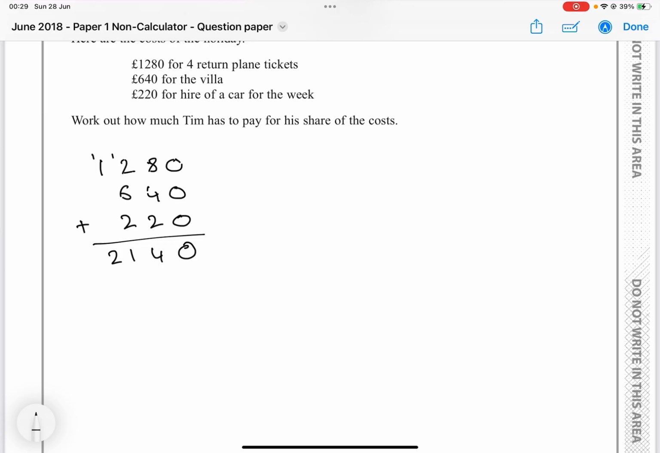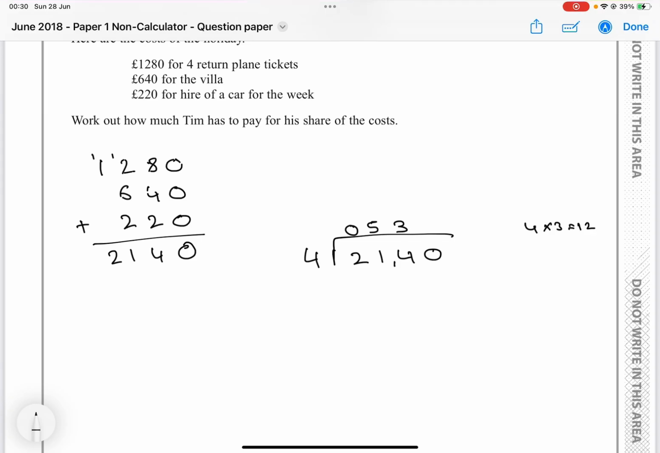Now the 4 of them are going, and they're distributing the cost equally between themselves, so we can just divide this by 4. So 2,140 divided by 4. Again, paper 1 is non-calculator, so we have to do this using the bus stop method. 2 goes into 4 0 times, so we have 21 now. 21 goes into 4 how many times? That would be 5 times, because 5 times 4 is 20. Remainder 1. 14 goes into 4 3 times. 4 times 3 is 12.